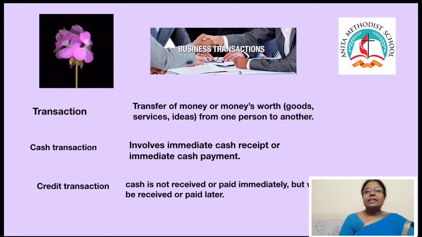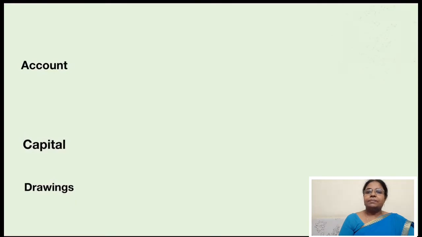Cash transaction involves immediate cash receipt or immediate cash payment, whereas credit transactions take place, but the payment will be taken at a later time. It will be received or paid later.